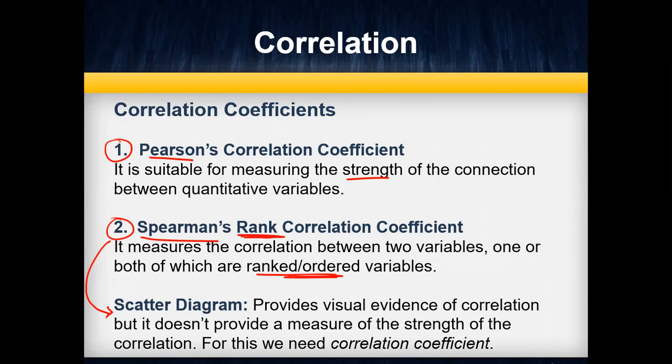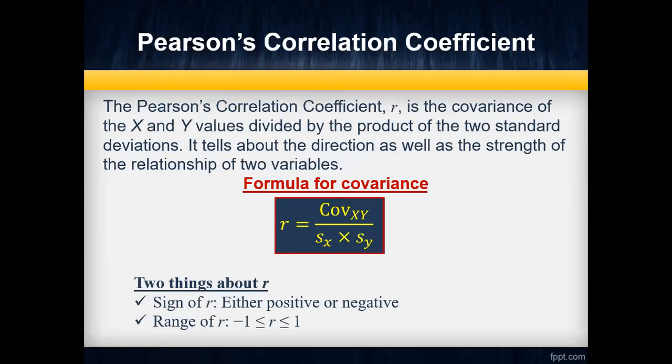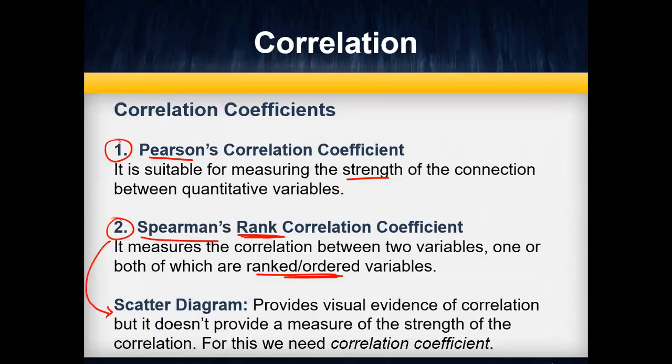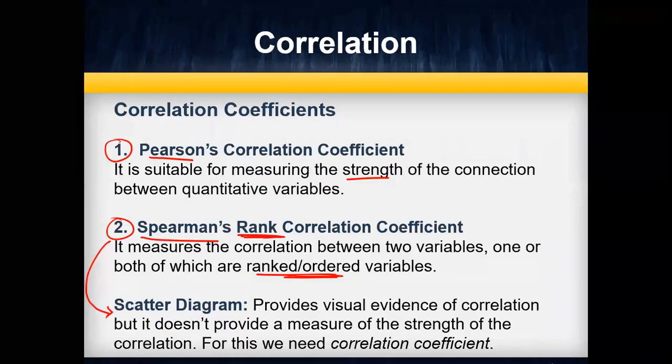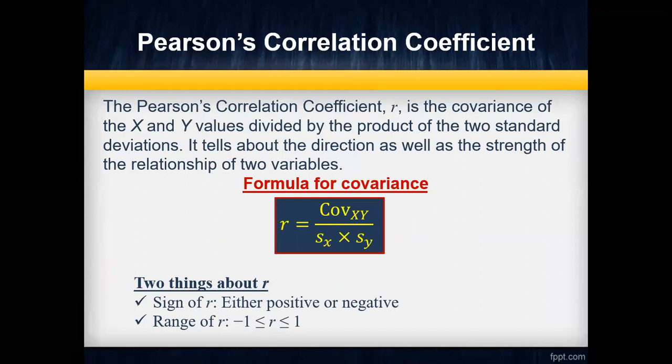Now, the first thing is the Pearson correlation coefficient. In today's topic, I will just cover the Pearson correlation coefficient, and we will do the Spearman rank correlation coefficient next week. What is the Pearson correlation coefficient? It's just the covariance divided by the standard deviation of x multiplied by the standard deviation of y. So if you divide the covariance by the standard deviation of x and the standard deviation of y, we get the Pearson correlation coefficient.